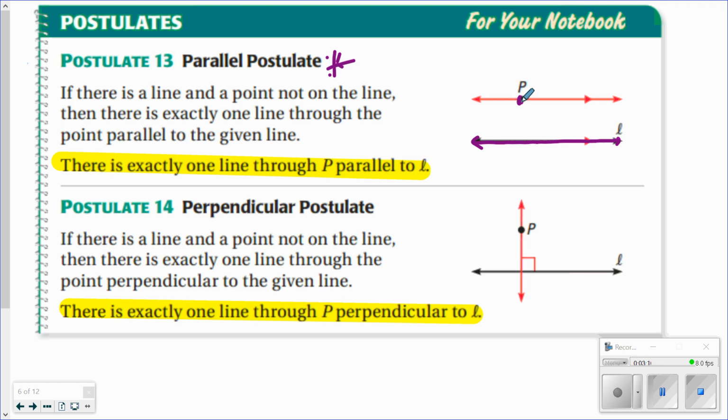And postulate 14, the perpendicular postulate. If there's a line and a point not on the line, there is exactly one line through the point perpendicular to the given line. So all that's saying, once again, is there is exactly one line through P that can be perpendicular to line L. So if we look at this diagram, I have line L and some point P floating above line L. I can draw one line, which is this red line, that will be perpendicular, which means a 90-degree angle, to the purple line.